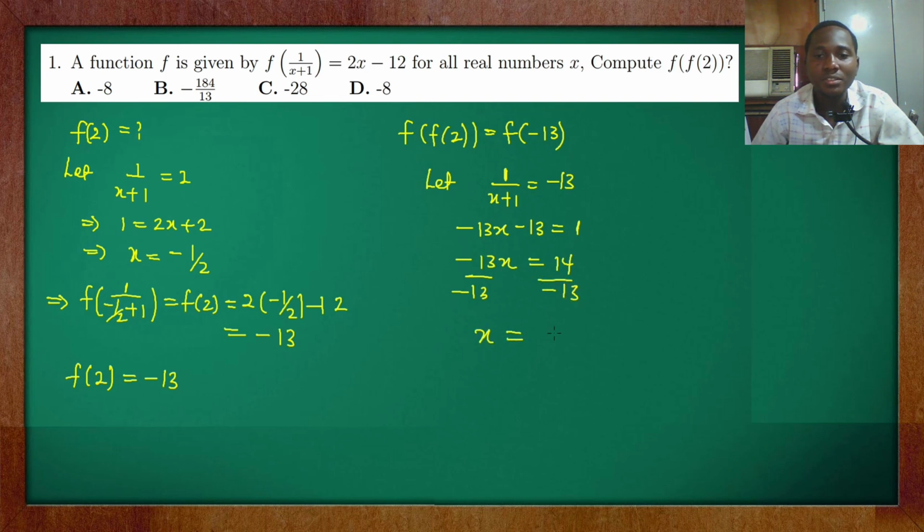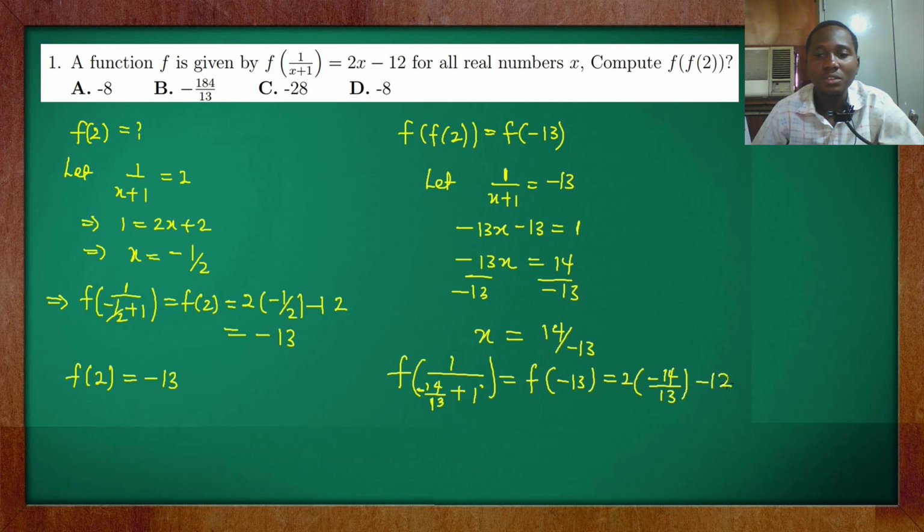we're going to have x equals 14 over minus 13. We are not done. If we replace our x with 14 over minus 13, that is minus 14 over 13, then plus 1, it's still the same thing as f of minus 13, because if you simplify what is inside this bracket, you are going to have minus 13. So it's the same as substituting x equals minus 14 over 13 on the right hand side of the equation.